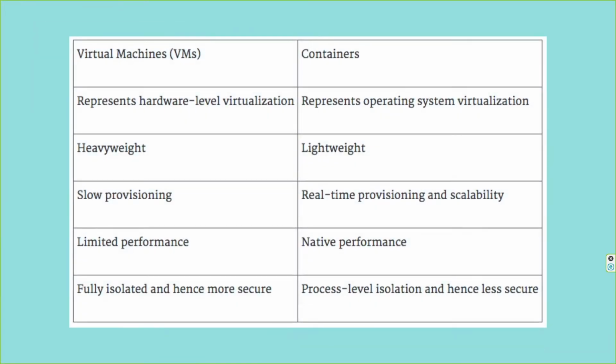So let's move on. Here you can see virtual machines vs containers, or containerization, which we can say is Docker, what we are talking about here. First, let's talk about virtual machines. Virtual machines represent hardware level virtualization: heavyweight, slow provisioning, limited performance, and fully isolated and hence more secure. And containers, mind that here we are talking about Docker, represent operating system virtualization: lightweight, real-time provisioning and scalability, native performance, process level isolation and hence less secure.